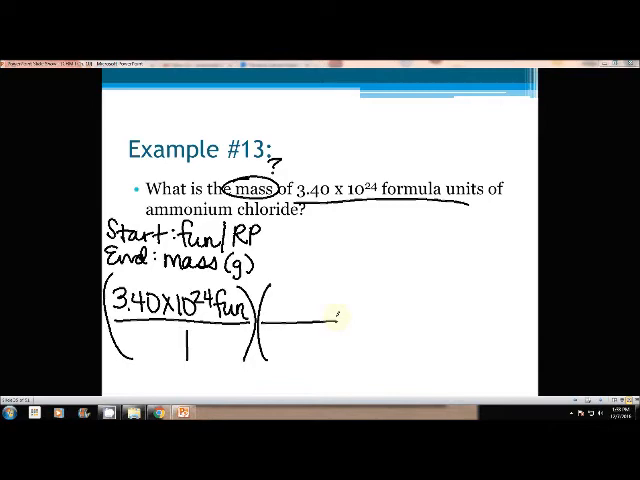So we're in RP, and we need to get to the mole circle. So am I going to put Avogadro on top or on bottom? Watching the arrow. It goes on the bottom, so I'm going to have 1 mole on top, and then 6.02 times 10 to the 23rd on the bottom. And instead of particles, I'm going to write fun, because we're going to cancel all our fun, because we're not going to have fun anymore.